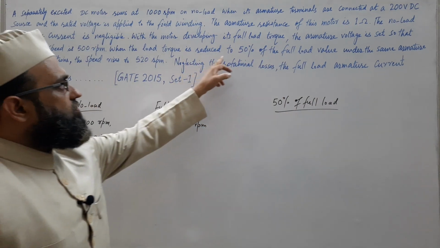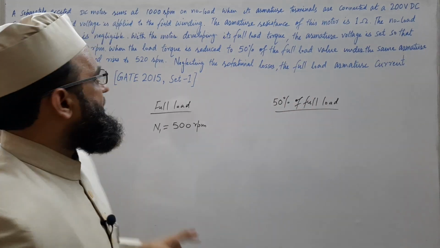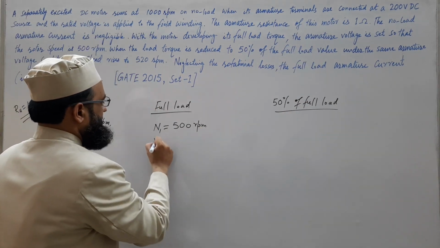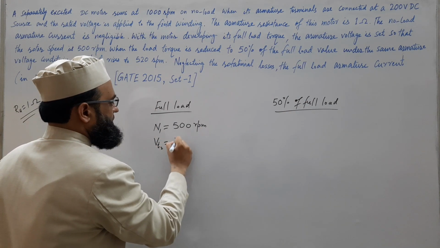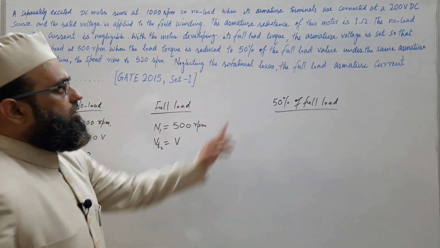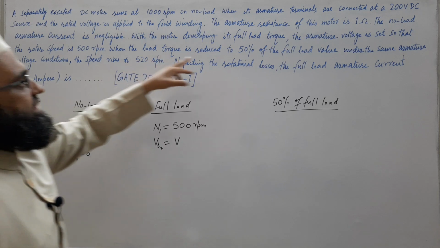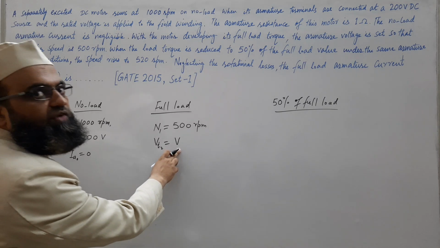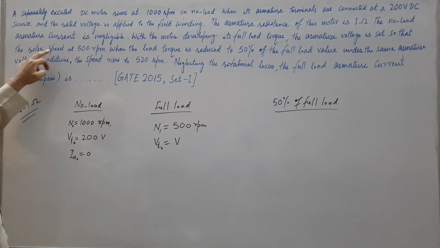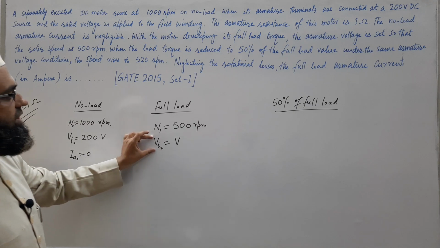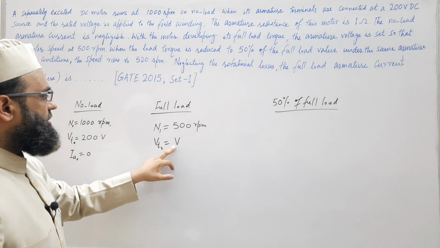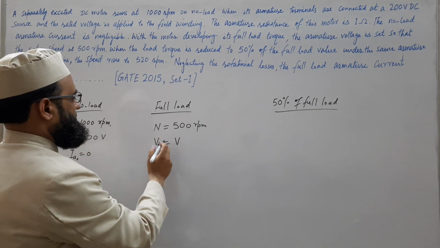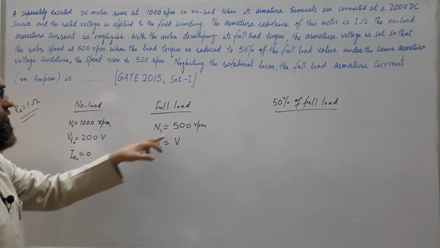So, when the torque is reduced to 50% of full load value under the same armature voltage condition. Whatever the armature voltage was adjusted, let us assume some value Vt2, let us say V, a variable. The armature voltage is set so that the rotor speed is 500 rpm. So, this terminal voltage is set equal to V unknown, so that it rotates at 500 rpm.